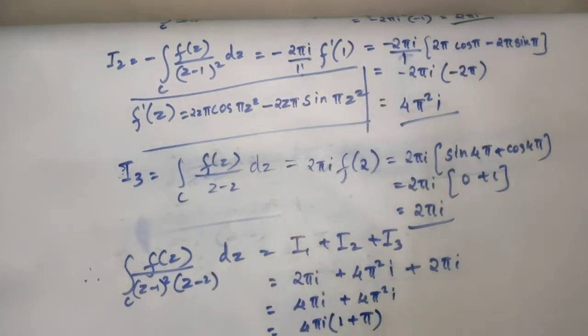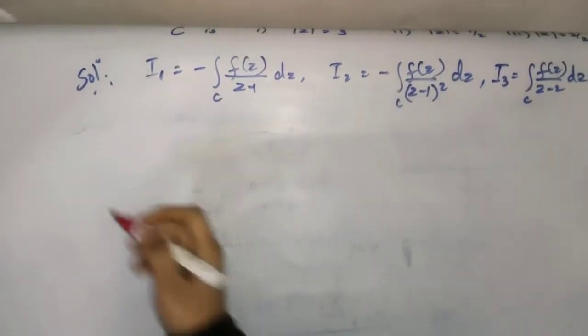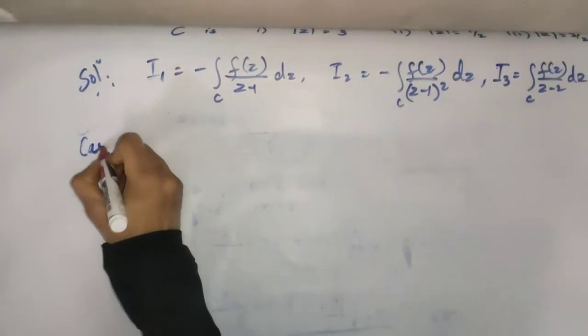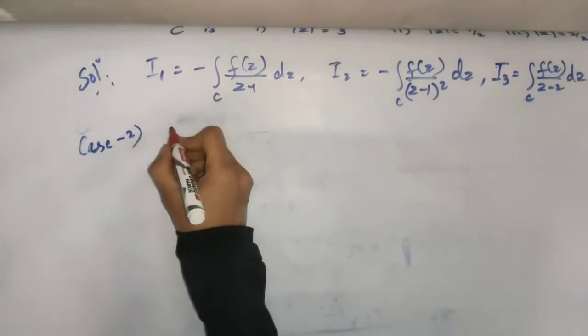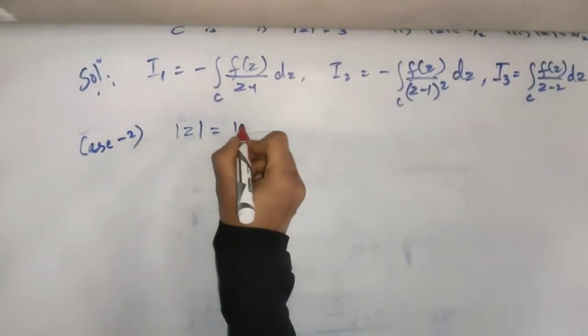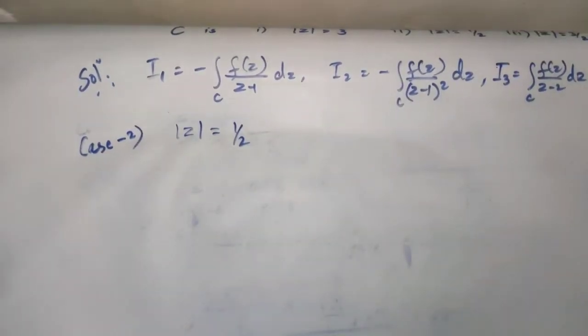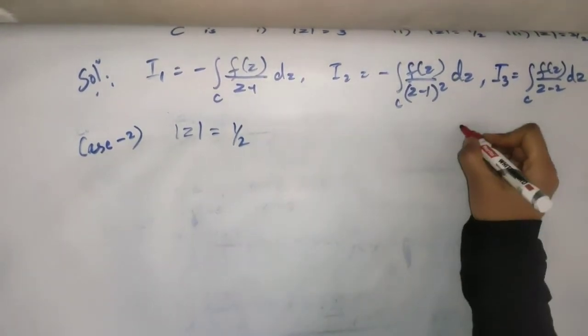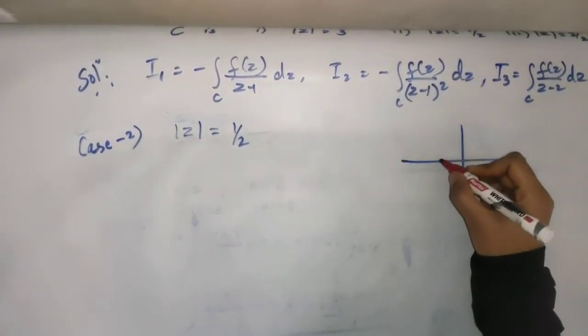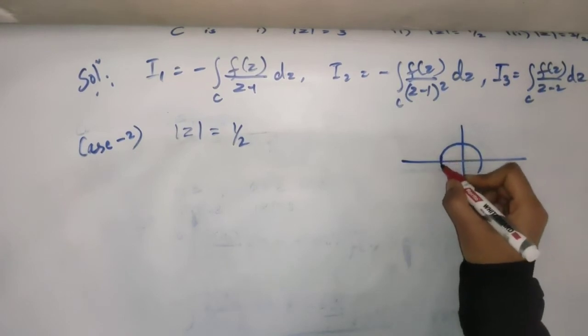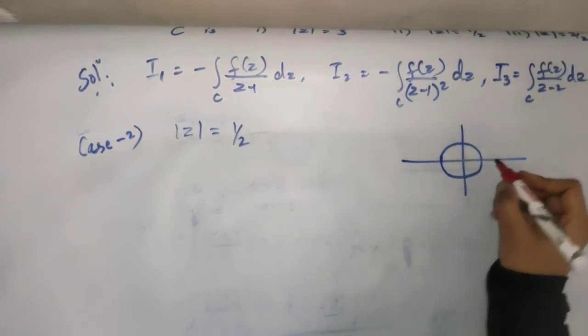Now similarly, we have to continue for the other two curves. Let's continue with those. Now in case 2, we have mod z is equal to half. The next circle is mod z is equal to half. So clearly, you just draw the circle. It represents a circle with center at the origin and radius half unit. Means this is half.